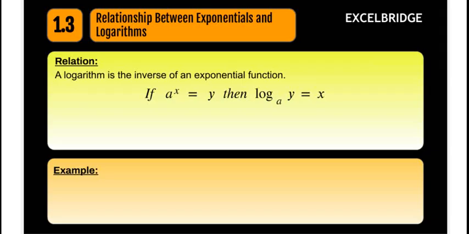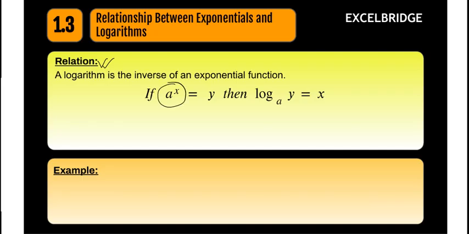So we know that exponential and logarithmic functions have an inverse relation between them. This is pretty cool, the relation we have explained before. So logarithm is the inverse of an exponential function. Okay, so let's see. If a power x equals y, then log a of y equals x.